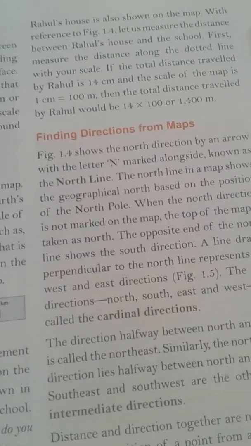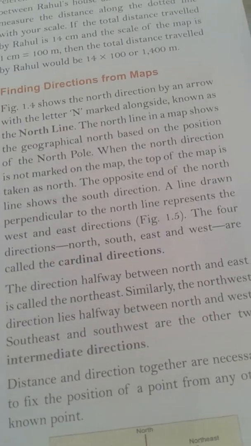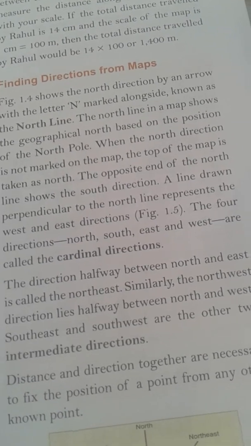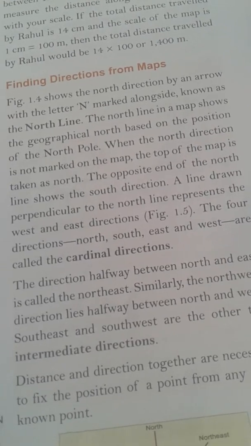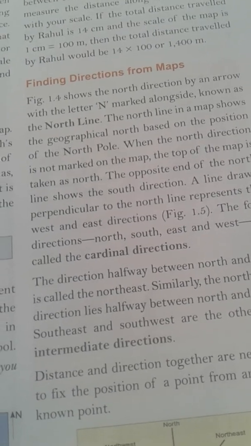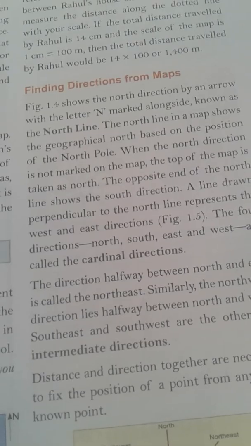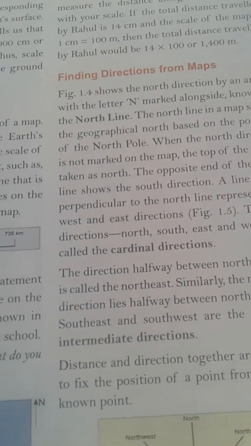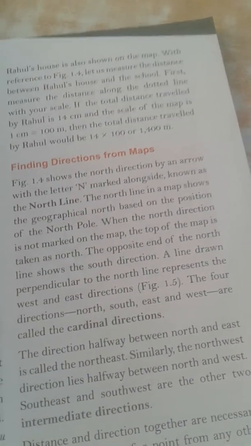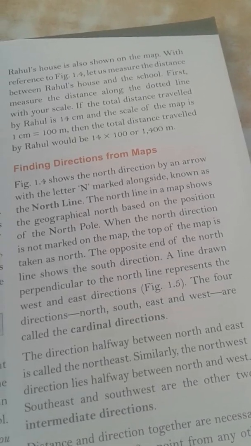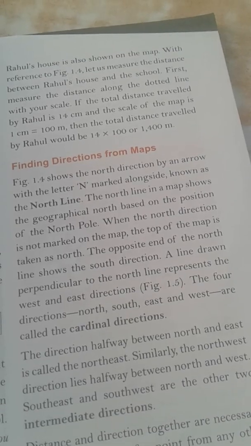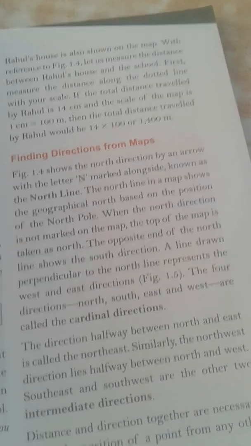Next is finding directions from a map. Directions and distances play an important role in preparing and reading maps. Directions are always measured from north. The four major directions are north, south, east and west, and they are called the cardinal directions. The top portion of the map is taken as north, and the opposite end of north, the bottom one, is known as south. A line drawn perpendicular to the north line gives the east and west directions.